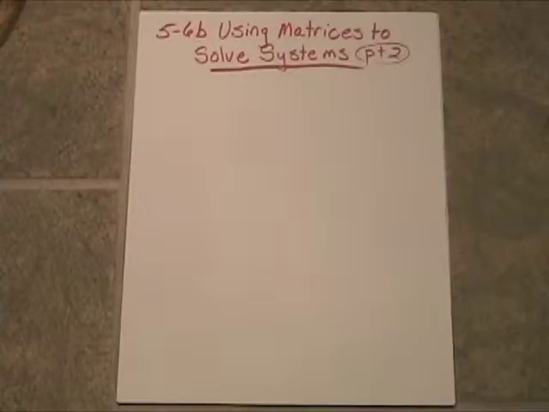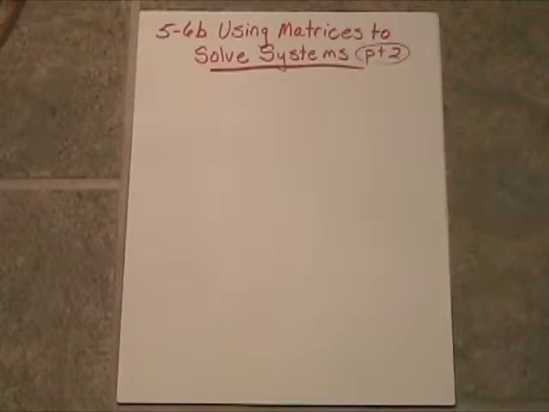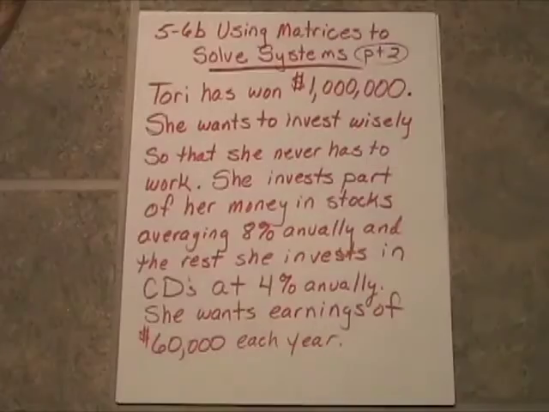Tori has just won $1 million from the lottery. Now, she does not want to work ever a day in her life. So she's going to use proper investing techniques to see if she can do it. All right, this is what she decides. She's talked to her financial advisors, etc., etc.